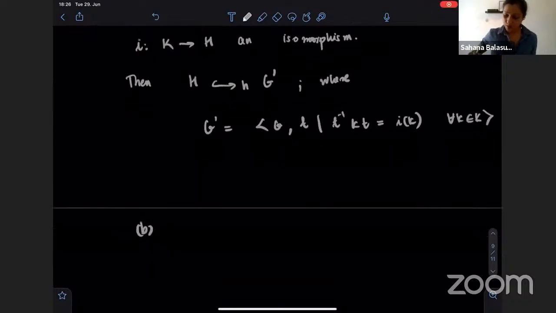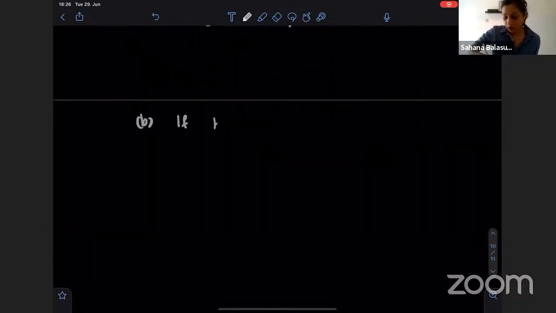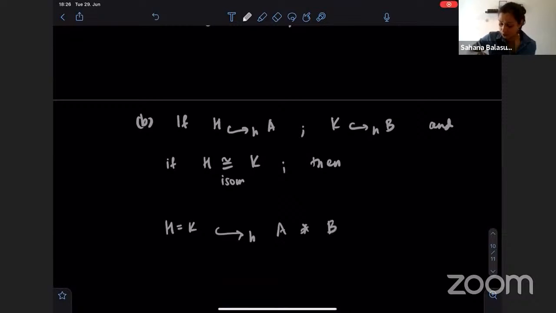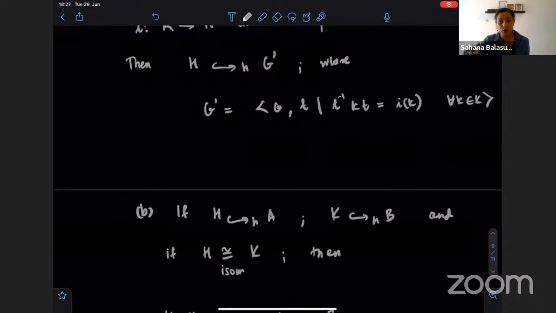And you can actually do the same for amalgamated products. So if H hyperbolically embeds into A, K hyperbolically embeds into B, and if, of course, H is isomorphic to K, then H equals K hyperbolically embeds into the amalgamated product of A and B, where the amalgamation, of course, is over the isomorphic subgroups H and K. So these notions survive these fundamental ways of building new groups, which are pretty popular in geometric group theory.